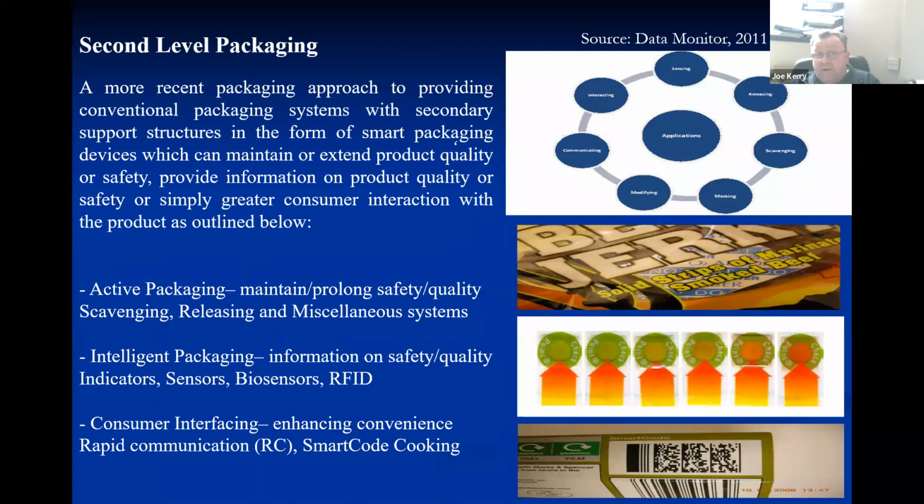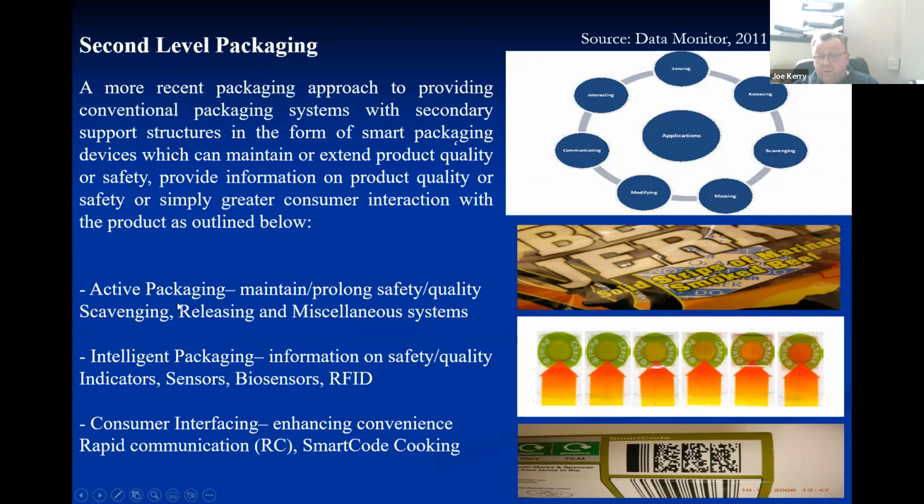So enter second level packaging, and second level packaging in actual fact falls under a number of different technologies. Not to bore you with all of these, another name for this from a scientific point of view is smart packaging. And smart packaging can be divided into three different sectors. One is what we call active packaging. The second one is intelligent packaging. And the last one is consumer interfacing.